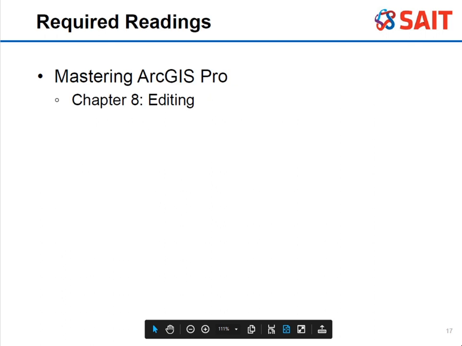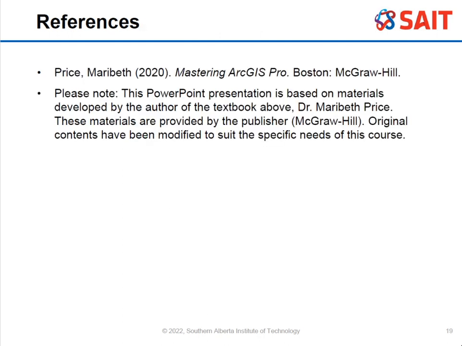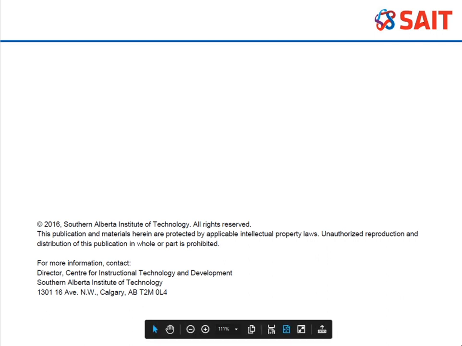So that is everything. So finish reading chapter 8. There's no exercises, but you can complete assignment 2. And like I mentioned, you can do module 4 first and then module 3 to be able to complete it. And that is everything for module 3.